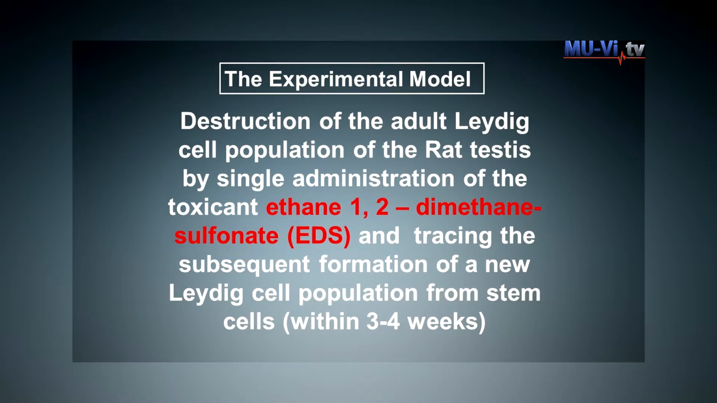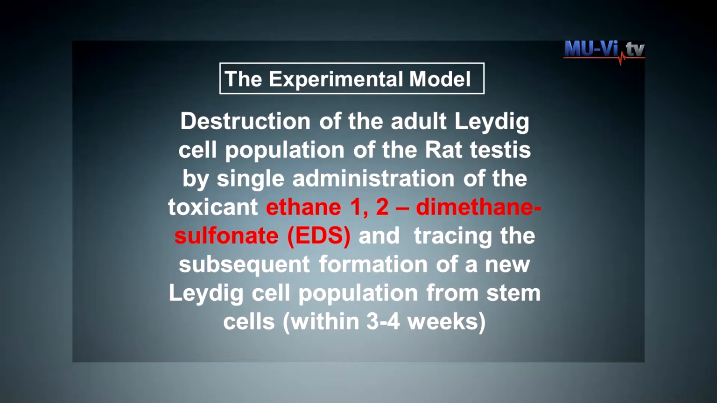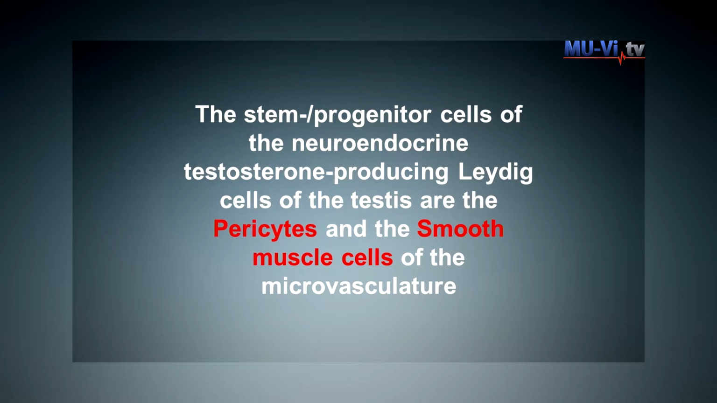After that, in a period of 3 to 4 weeks, a new Leydig cell generation arises, and this is a regeneration which proceeds from stem cells. And that is what we have shown. We have found that the stem cells of the regenerating Leydig cells are the pericytes and the smooth muscle cells.